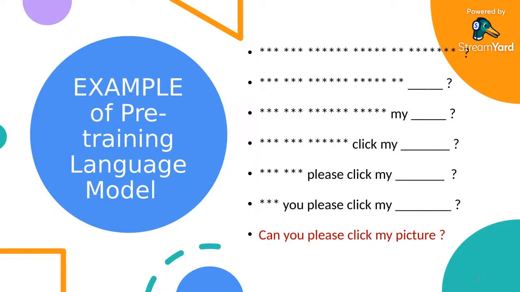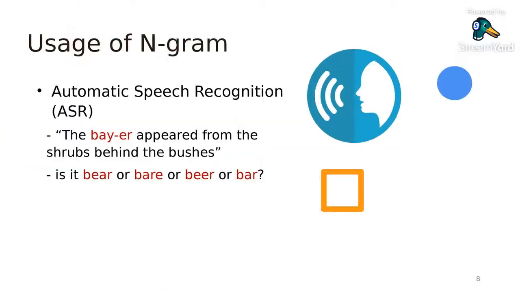So this is one of the applications. The second application is automatic speech recognition. What is automatic speech recognition? How can it be helpful to us in this ASR approach?